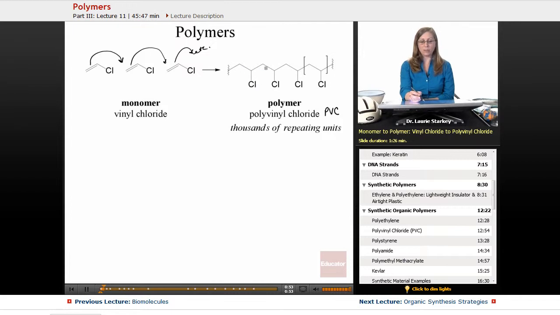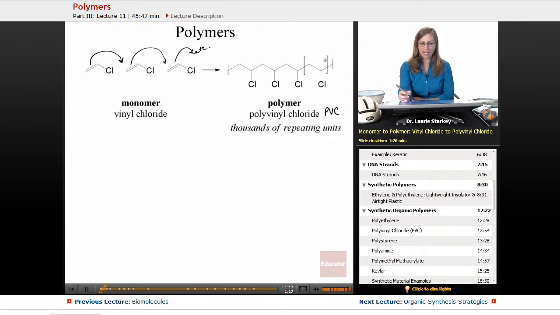Now, not all polymers are all carbon chains like this. We'll see that there are other polymers as well. But we have thousands of repeating units, tens of thousands of units. Depending on what groups are hanging off of the polymer chain, it's going to dramatically affect the properties of our polymer and therefore affect their uses and what kinds of materials we can make from them.